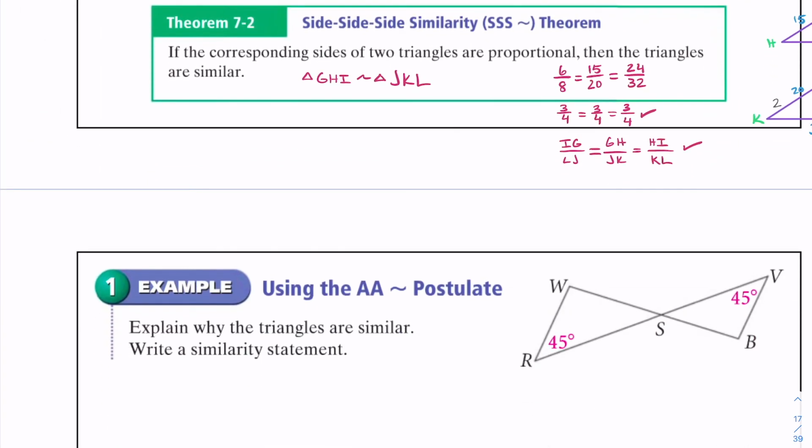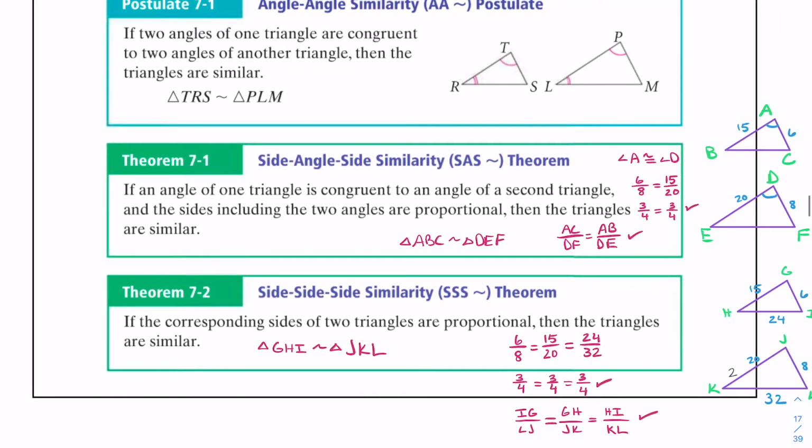So that's all we need. We either need two angles. That's my checklist I go through. First, I check for two angles. If I don't see it, I look for one angle and I pick the sides. And then if not, I do the side.